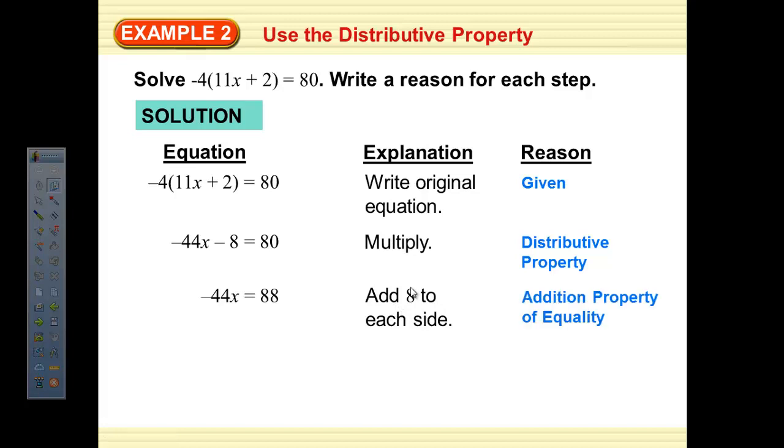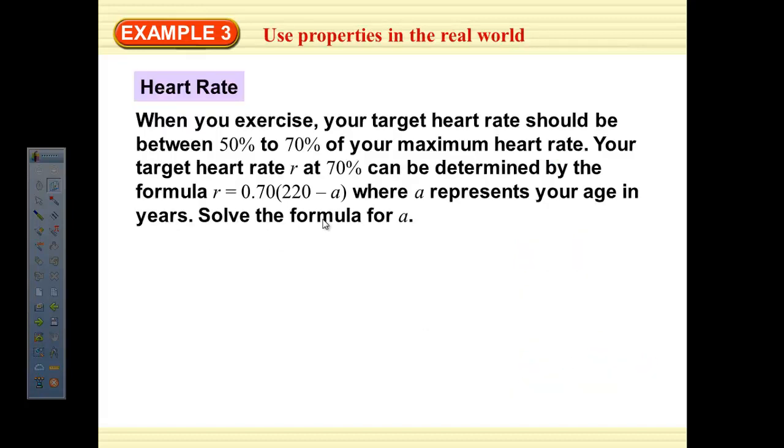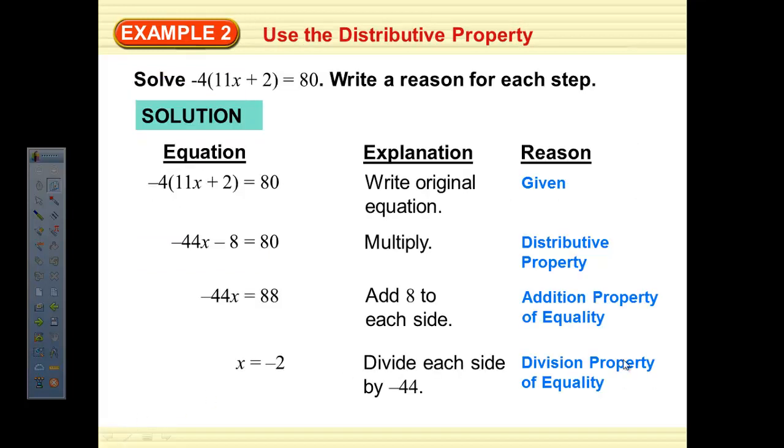Finally, if we divide both sides by negative 44, we end up with x equals negative 2. And again, since we divided, we use the division property of equality.